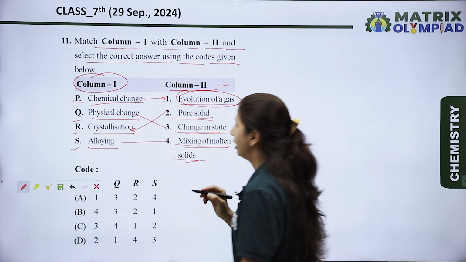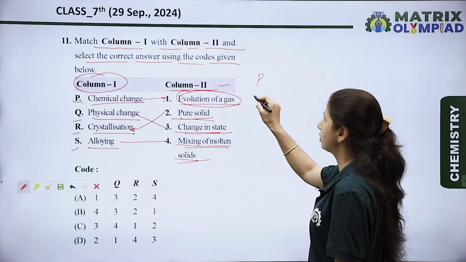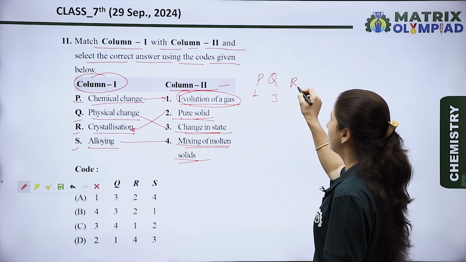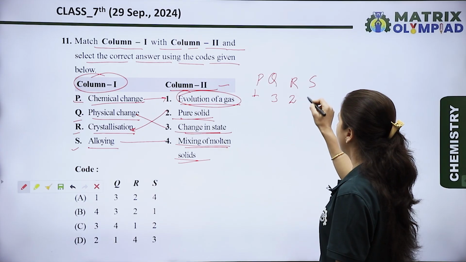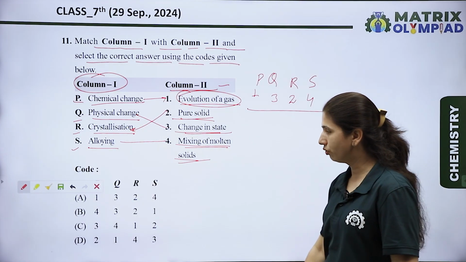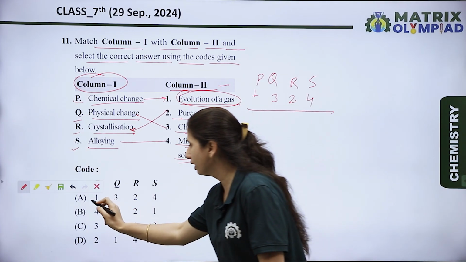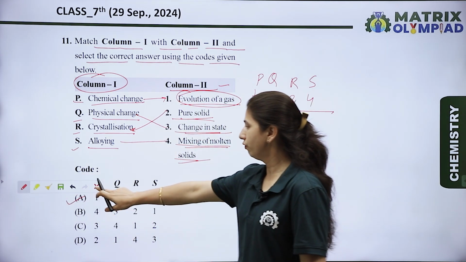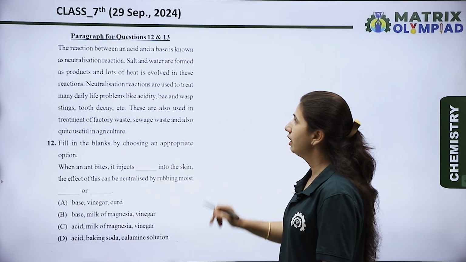So let's see the answer. P matches with the first option, Q matches with the third, R matches with the second, and S matches with the fourth. So 1, 3, 2, 4. So option A is the right option for this question. Now let's see the next question.